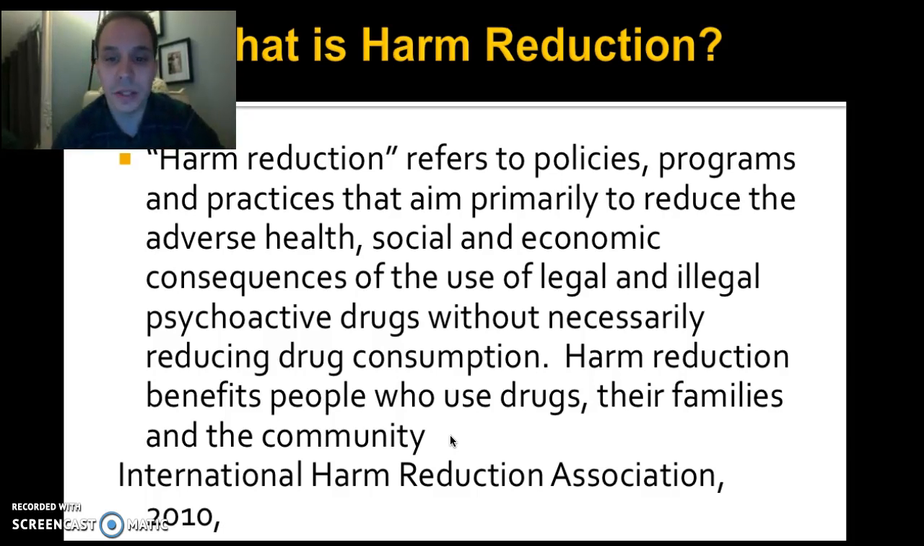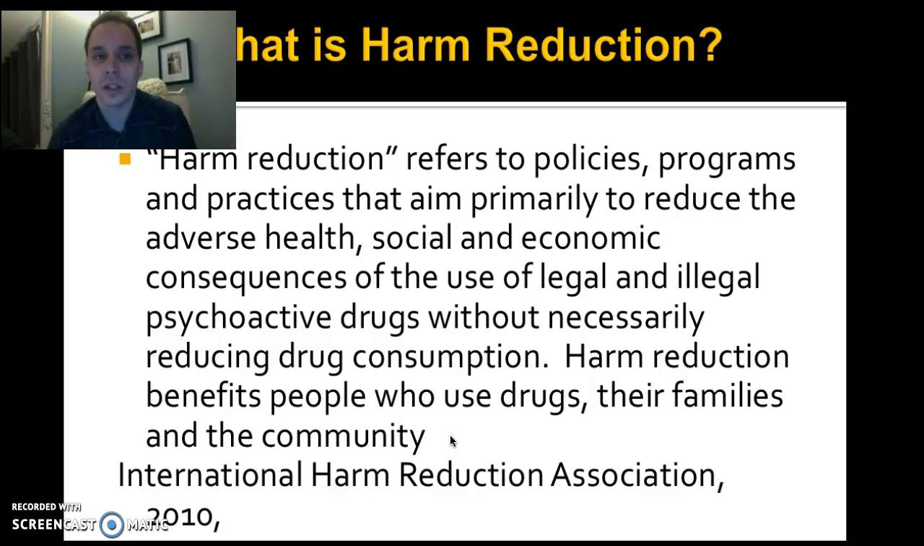The second piece that is key here is the fact that harm reduction is not necessarily about reducing consumption. That means the goal of harm reduction isn't necessarily abstinence. And abstinence and abstaining, we talked about that last week. That's the idea of not using.